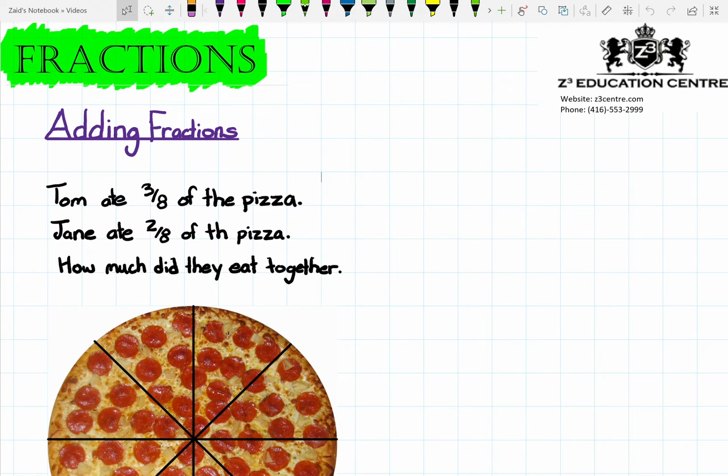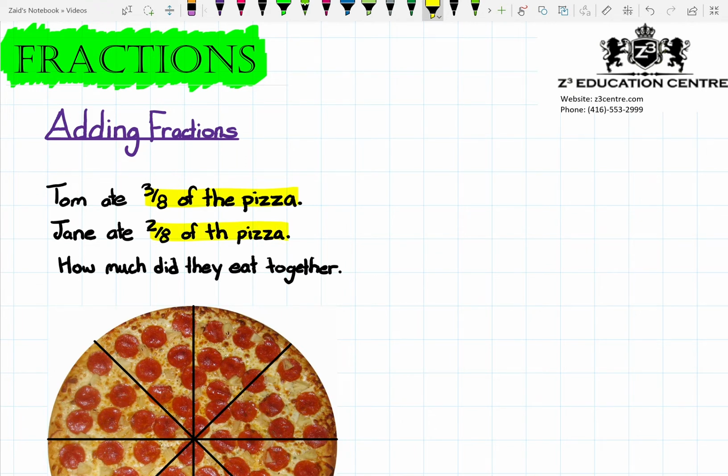So now we're adding fractions. Let's use this example. It says that Tom ate 3/8 of the pizza and Jane ate 2/8 of the pizza. How much did they eat together?